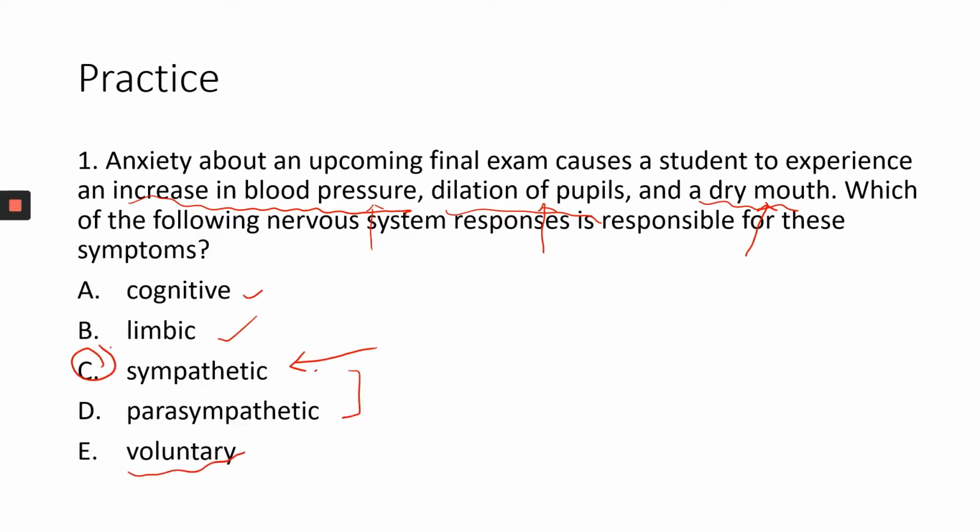All right. Now, voluntary, no, this is definitely not voluntary, right? If we could control those things, I think we would, but we cannot. You have no conscious control over blood pressure, dilation of pupils, or dry mouth. So the correct answer is C.